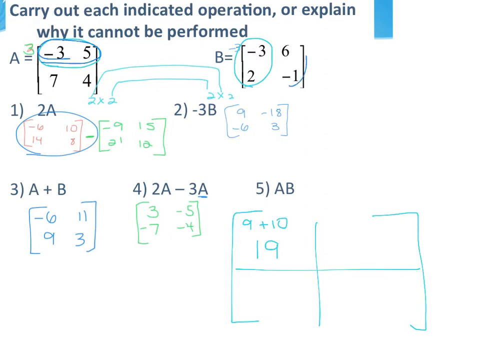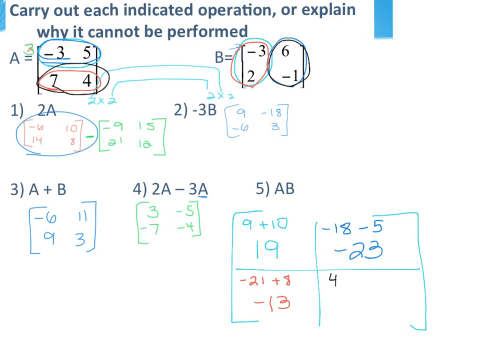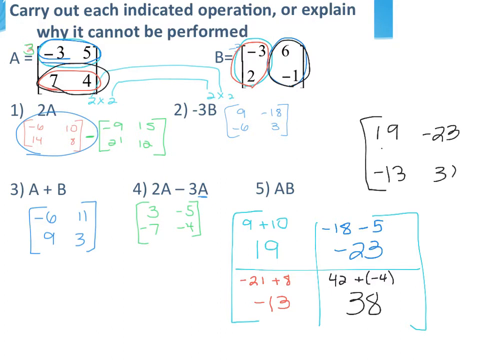And then I go row 1, column 2: negative 3 times 6, negative 18, and 5 times negative 1, which is negative 5, and that's negative 23. Row 2, column 1: 7 times negative 3 is negative 21, and 4 times 2, which is 8, gives negative 13. And then the last one, row 2, column 2: 7 times 6, which is 42, and 4 times negative 1, which is negative 4, and I get 38. So the resultant matrix would be 19, negative 23, negative 13, and 38. And on Friday, we went over how to do that in the calculator, too. Type in both matrices and then just literally multiply A times B.